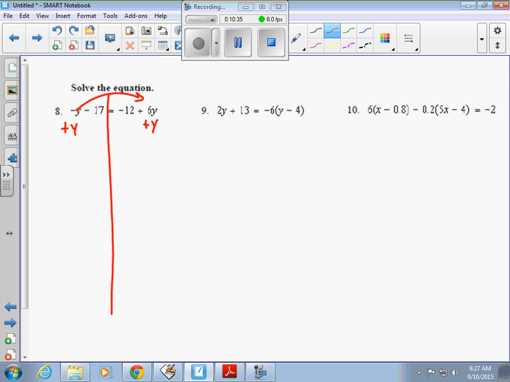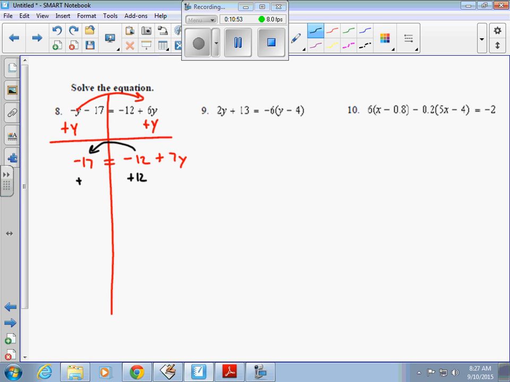Do it there and here. And you have negative 17 left over there. Still have negative 12 on the right, but now we got positive 7y. You brought negative y over, so we'll bring negative 12 to the other side. It's negative or minus, so you add 12.